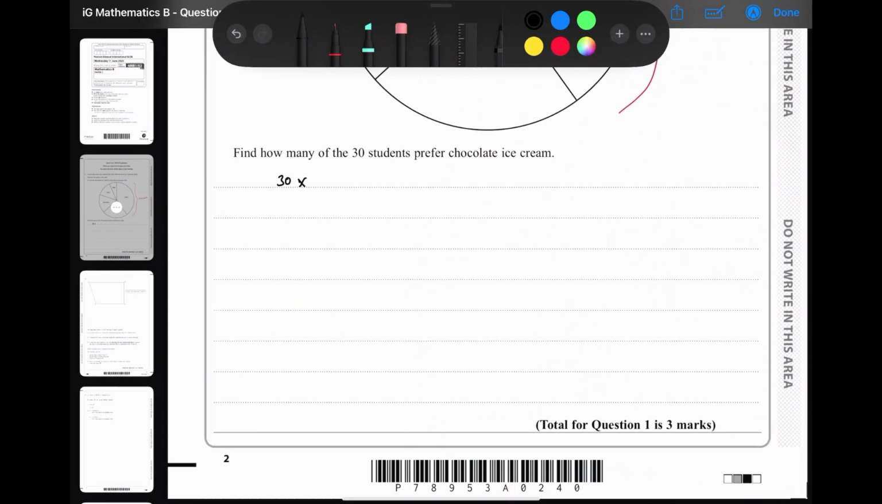Now we need to find the number of students for chocolate, using the angle we measured, which we will multiply with the total students for our answer. And we get our answer as 7 students for chocolate.